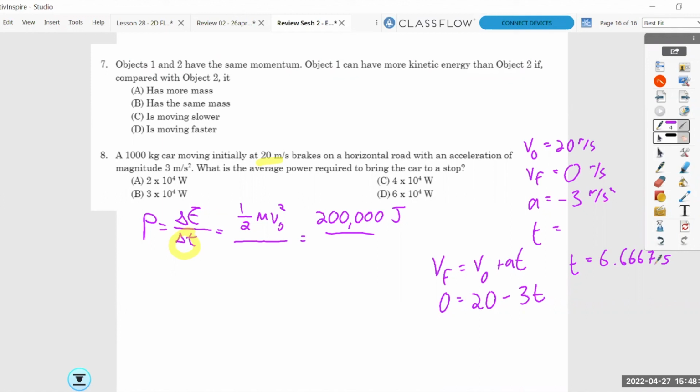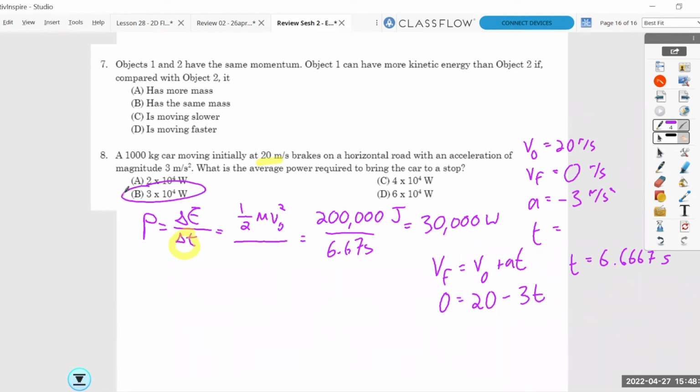So now we can do 200,000 divided by that time, 6.67 seconds. It turns out to work out very nicely. This gives us 30,000 watts of power. 30,000 watts, which, 10,000 is 10 to the 4th, so the one that starts with the 3.